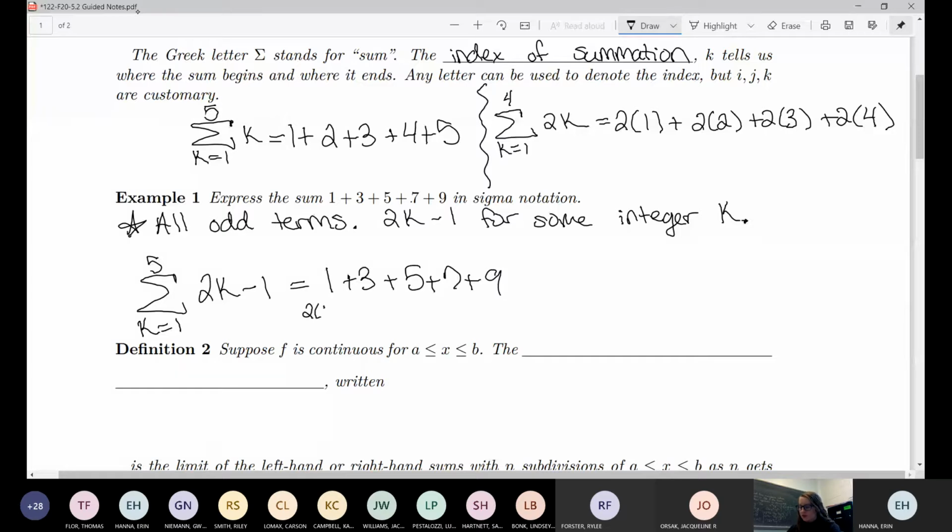Because it's 2 minus 1 plus 2, 2 minus 1 plus 2, 3 minus 1 plus 2, 4 minus 1 plus 2, 5 minus 1. So that top number is telling us when to stop, because if there wasn't a number there, we would keep going forever and forever. So the last number we have in this sum is 9.